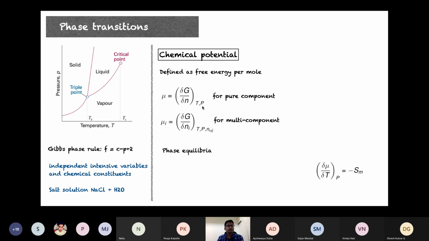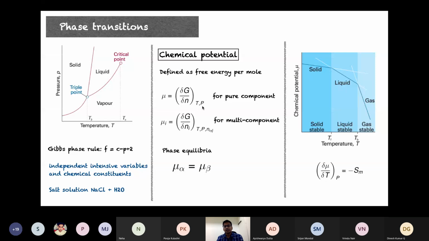Now, as I discussed, the free energy should be equal at the coexistence when there is an equilibrium between the two phases. Similarly, the chemical potential between the two phases should be equal when there is a phase equilibrium. Now, if you want to study the dependency of mu on temperature, then you can calculate that dmu by dT, or del mu by del T, is equal to minus S, the entropy. So this is again molar entropy.